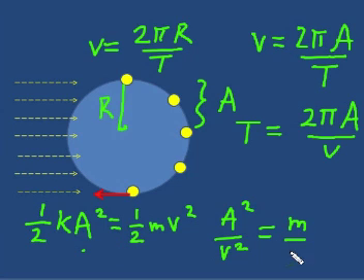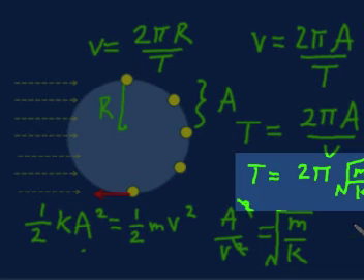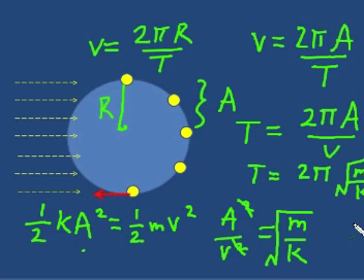m over k. Now, if I want to get rid of the squareds, I just take the square root of both sides. So A over v is equal to root m over k. And so the period can be represented as 2 pi times root m over k. Now you need to memorize that formula. 2 pi root m over k is the period of a simple harmonic oscillator. k is the spring constant. m is the mass. An easy equation to remember and easy marks.